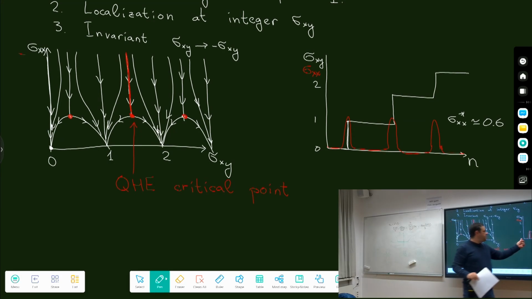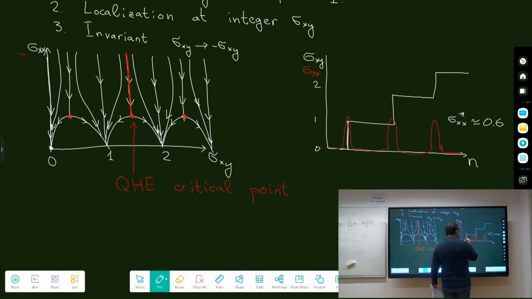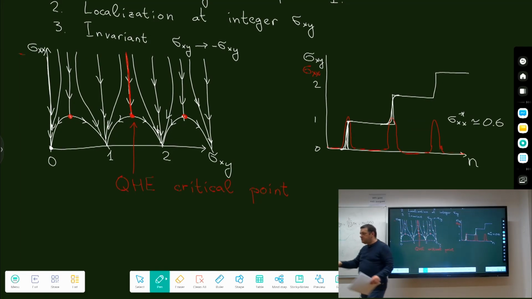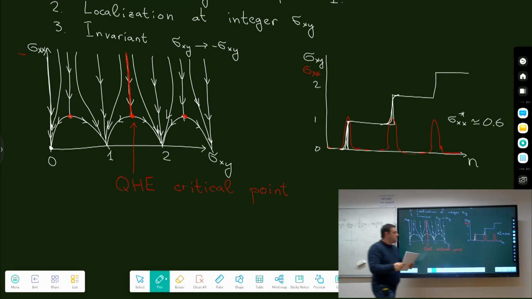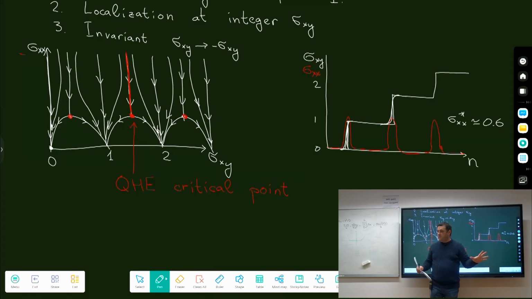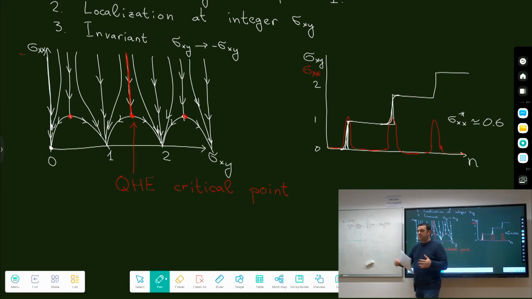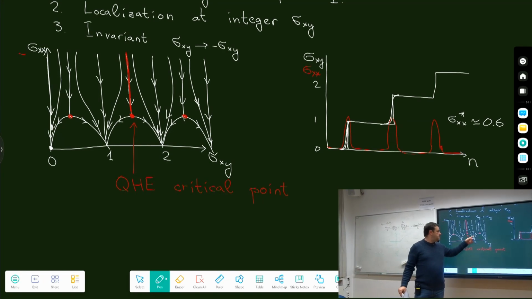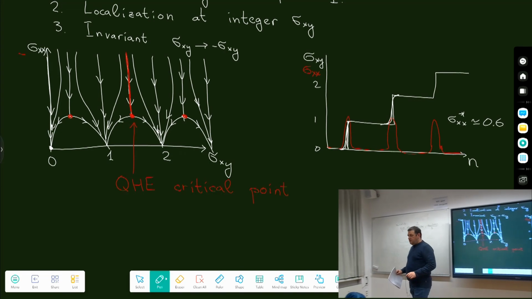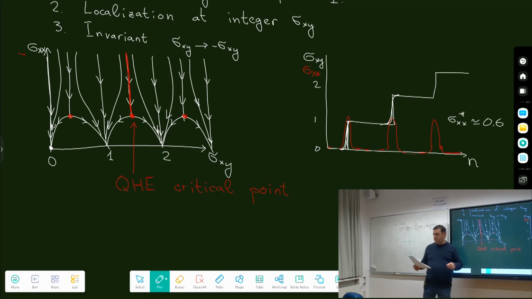So now these peaks in sigma xx and the steps in sigma xy, actually they are not vertical. These steps have some width which depends on temperature. The lower the temperature, the sharper is the transition, and also the narrower is this peak in sigma xx. But the height is temperature independent, it's this critical value, and the width, its dependence on temperature is some power law which is related to the critical exponents near this point.